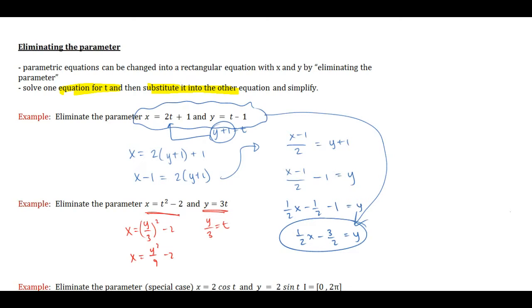I would move the 2 over. So x plus 2 equals y squared over 9. Multiply by 9 real quick. y squared is equal to 9x plus 18. And if you know what that is, that's a y squared graph. That's a parabola opening in the y direction.